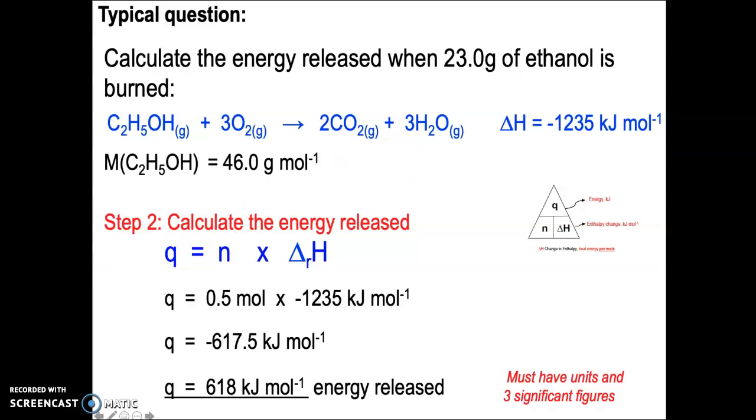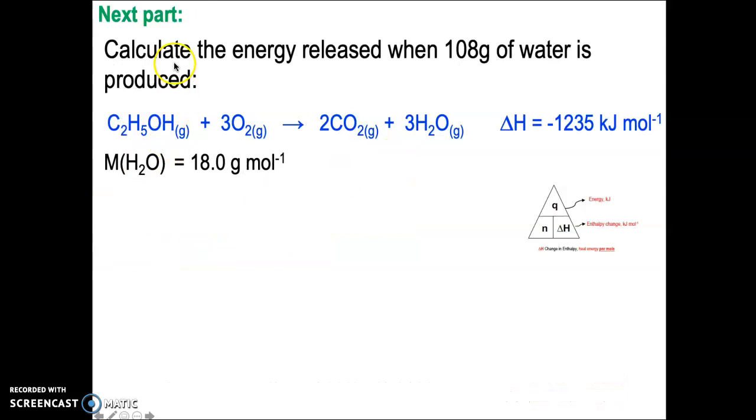Now the question can be extended. The next part to this question, they're asking, calculate the energy released when 108 grams of water is produced. So here we can see you've got 3 waters being produced, and that's the energy for 3 waters produced. So we are going to have to change and manipulate that for the delta H.